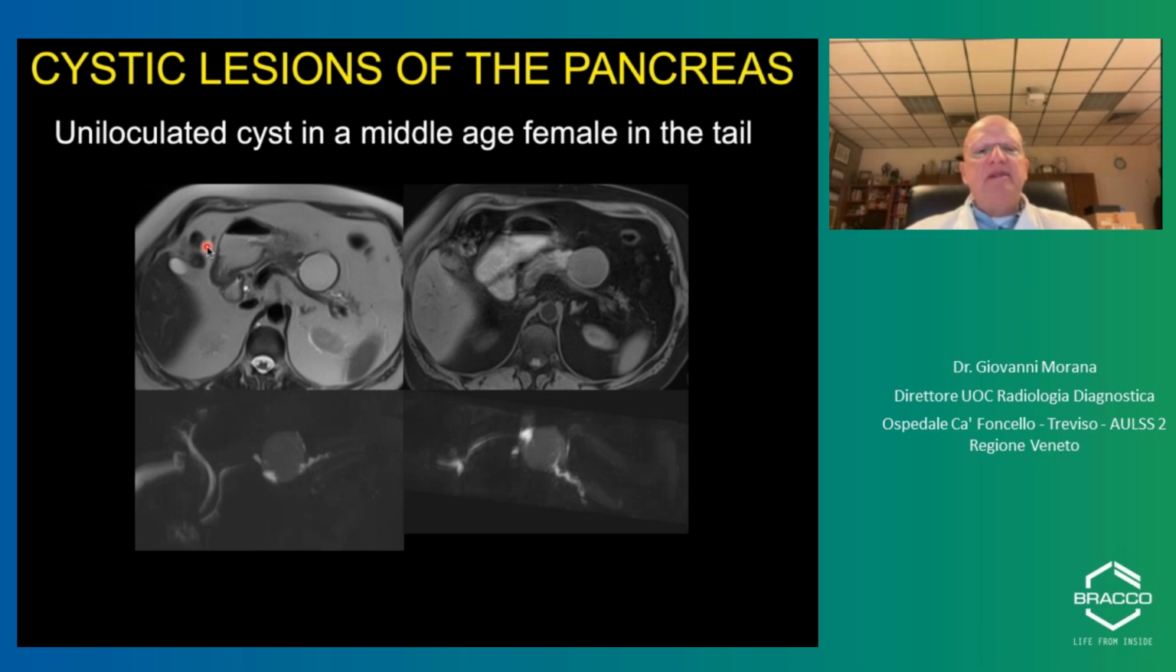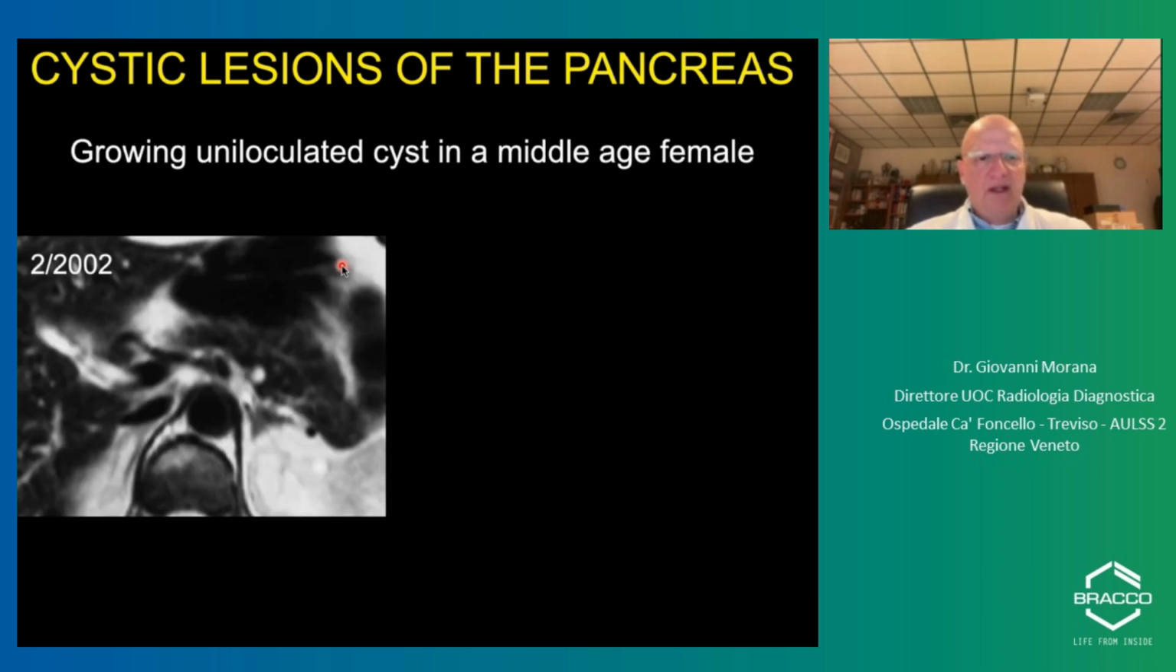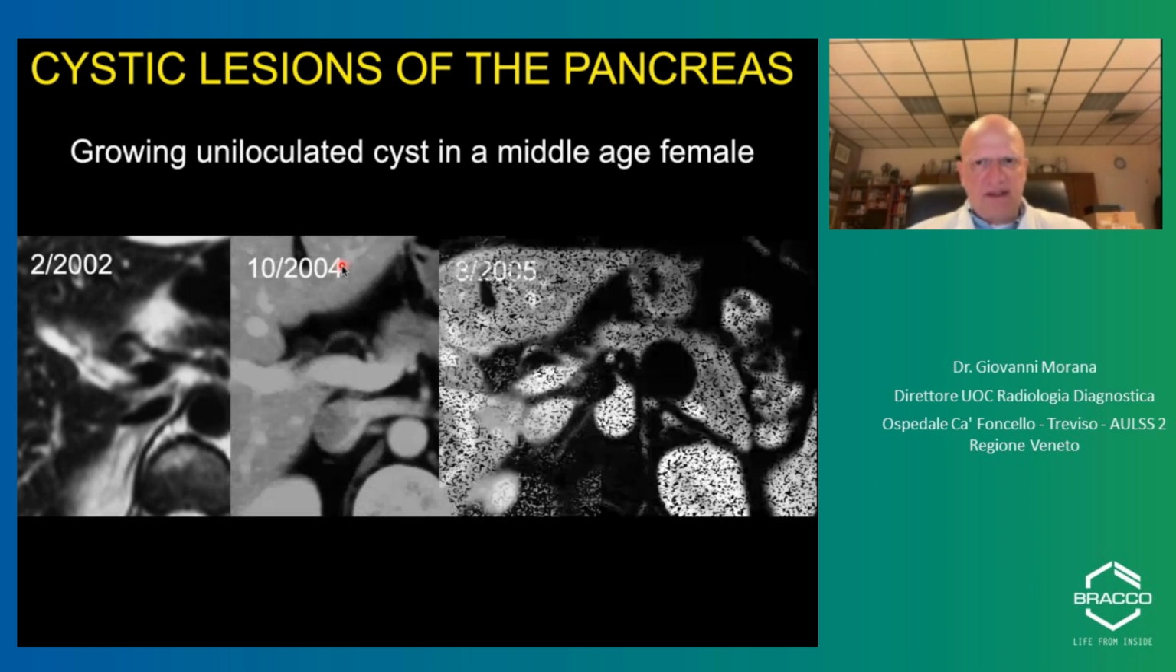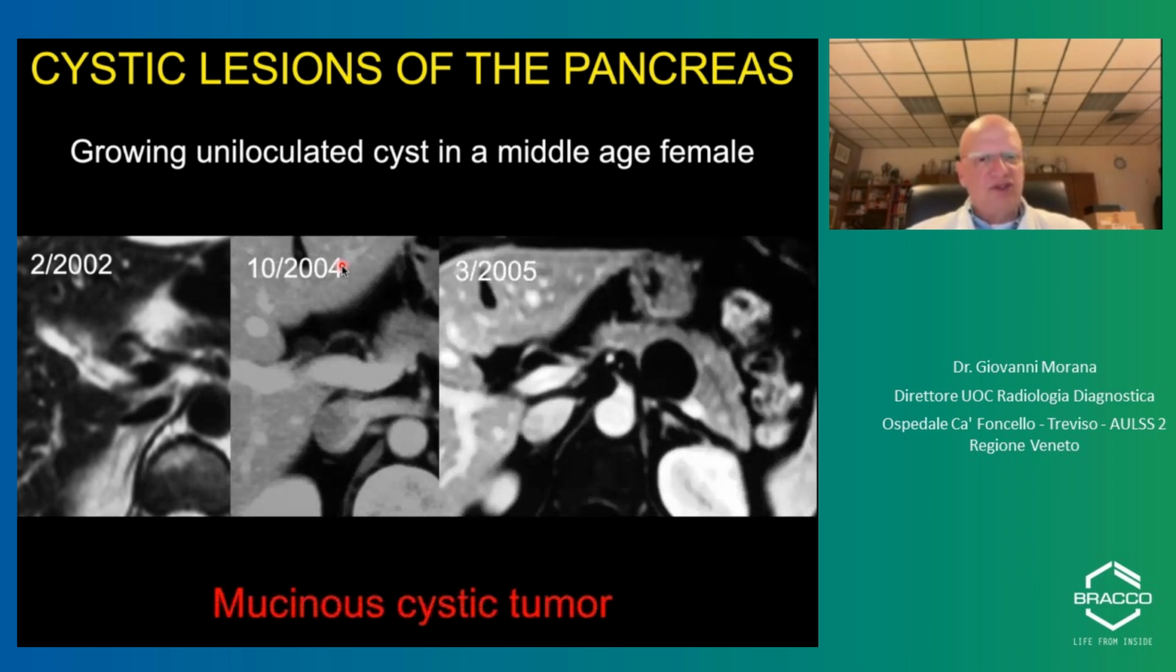But sometimes it's difficult. A unilocular cyst in the tail of a middle-aged patient: when you see a unilocular cyst in the tail, we think about mucinous cystic tumor, so we have to resect them. This was a serous tumor. Or a growing lesion, of course it was resected, middle-aged female, and this was a mucinous tumor.